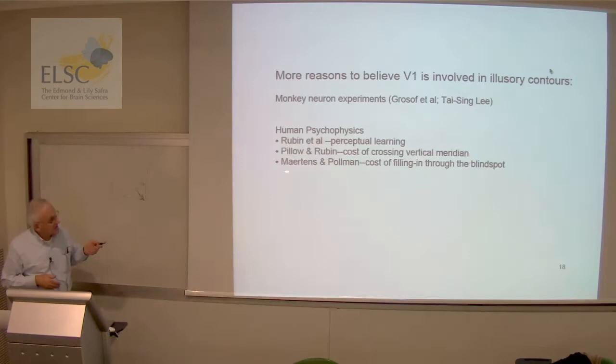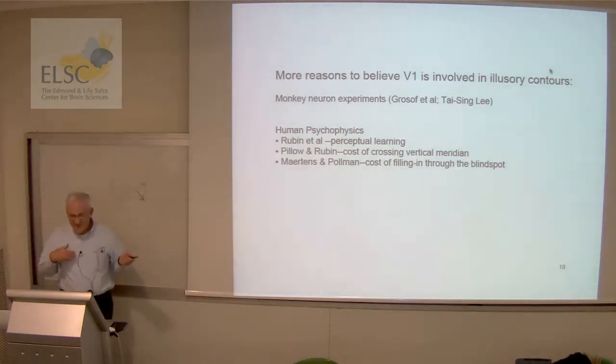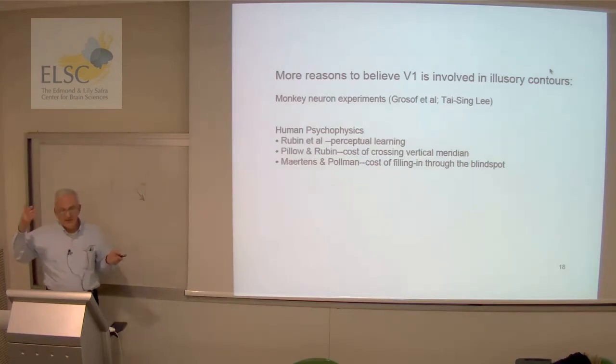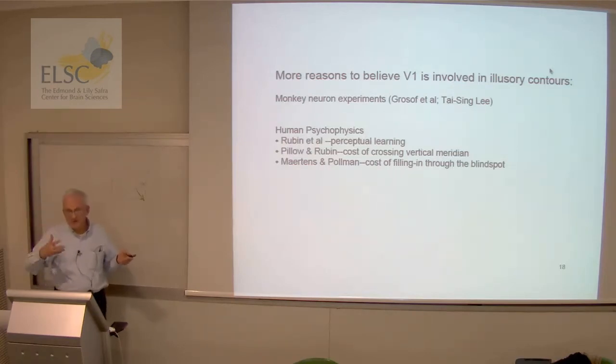And there's a third study by Mertens and Pullman, a later study by the same group in Germany, that shows there's an extra cost for filling in an illusory contour through the blind spot. In fact, it's almost impossible in a region where there are no neural local cascades in the cortex, where there's no local representation. So it isn't simply that you can use large receptive fields that span across space. You need to actually go through the local representation.